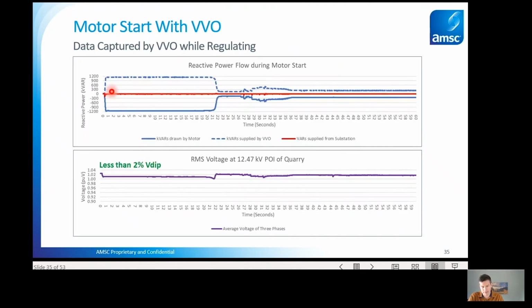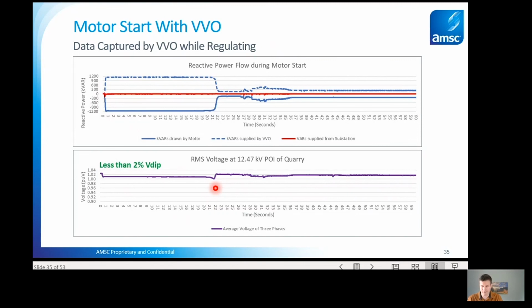Here is that same event now with the VVO StatCom compensating. And so that same blue curve represents the motor inrush. And now we can see that that red curve, which is the VARs that the utility has to supply from the feeder, is now kept at 0 with the StatCom installed near that motor. And so basically that StatCom is fully canceling the VAR loading, and again, a really nice reduction in the voltage dip that is completely addressing that power quality problem.